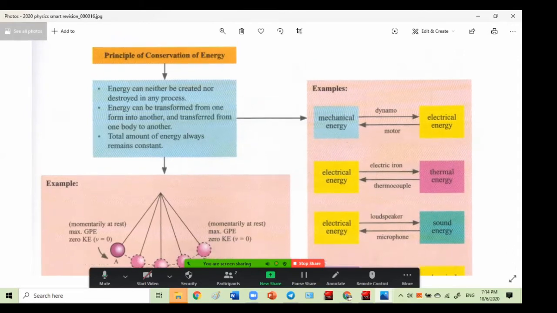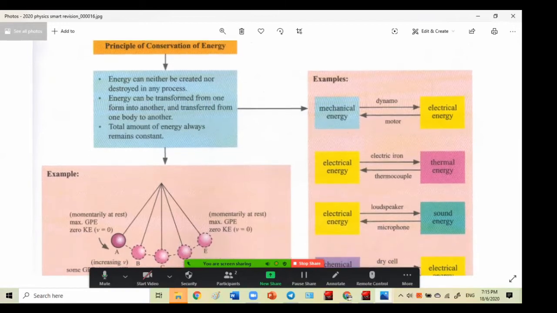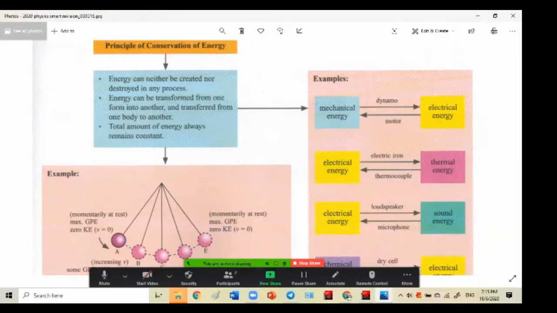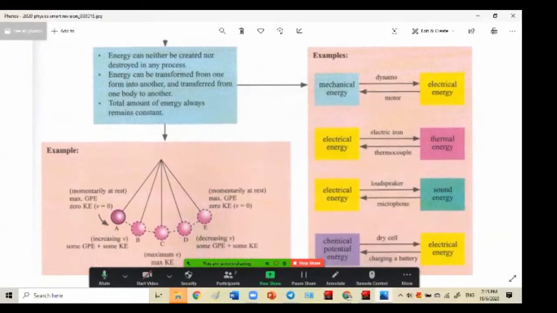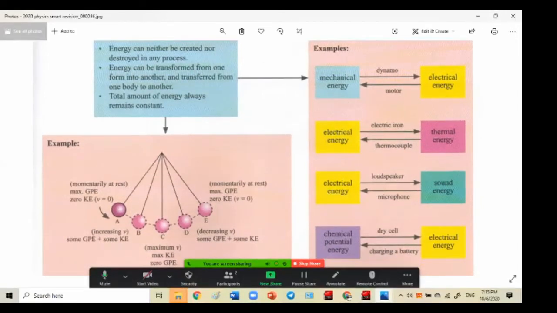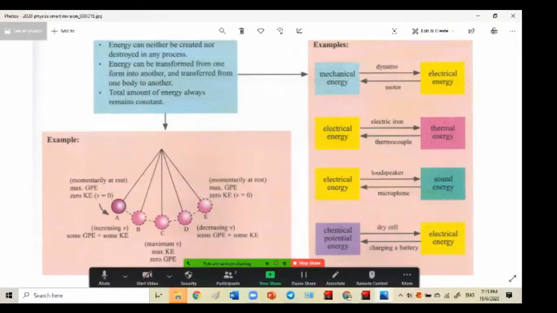All right, so the principle of conservation of energy. Can I move a little bit higher, maybe? Okay, a bit blurry, but never mind. Energy can neither be created nor destroyed. Can you see or not? It just changes from one form to another and is transferred from one body to another. So the total amount of energy always remains the same.